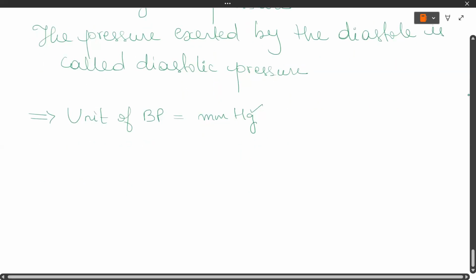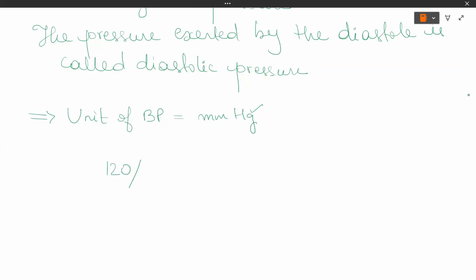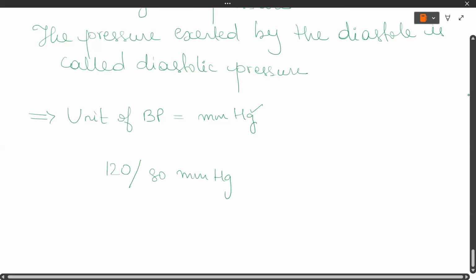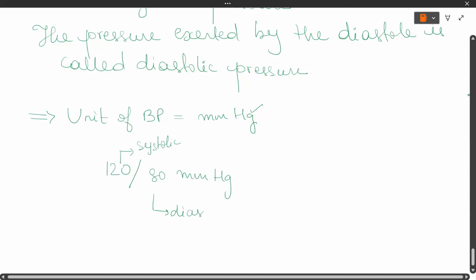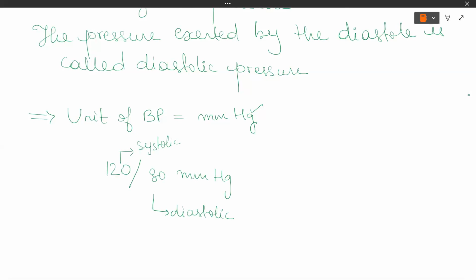Now, the normal blood pressure is 120 over 80 mmHg. It means that this portion will denote the systolic pressure, okay? And this portion will denote the diastolic pressure. You do not read it like 120 upon 80 or 120 by 80. No, you read it as 120 over 80. So 120 over 80 would be the normal blood pressure of a human being.